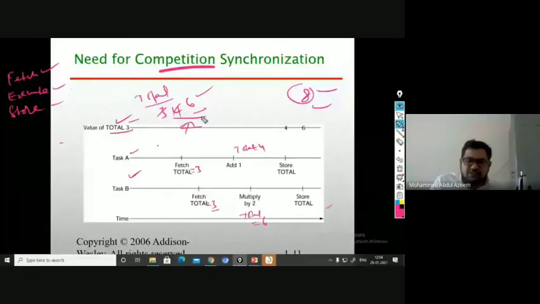Why? In order to have my expected output, if both the operations happen one after the other on this total value 3, what must I get? 8, if A is first and B is second. If B is first and A is second, then I must be getting some other result. What is the result? I'll be getting 6 plus 1, which is going to be 7.